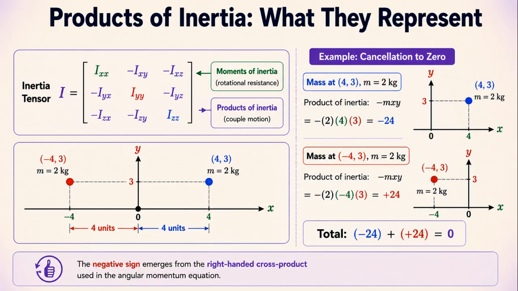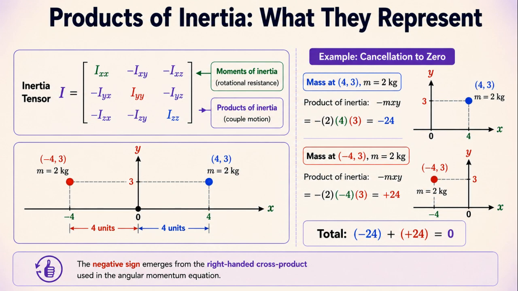The elements outside the main diagonal are called the products of inertia. They represent how mass is distributed along mixed axes. When a body has symmetrical mass along its principal axes, these elements cancel out to zero. They do not measure rotational resistance like the moments of inertia. They measure how mass distribution couples motion between axes.